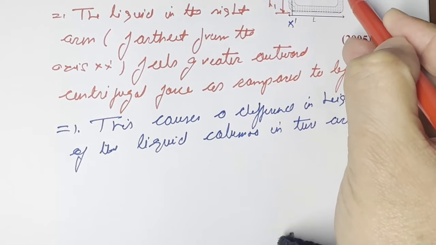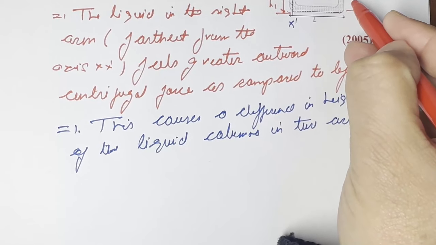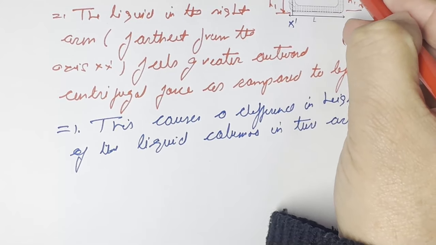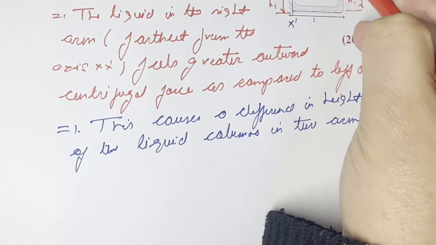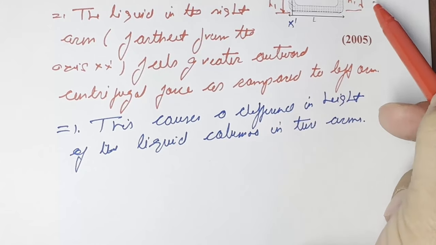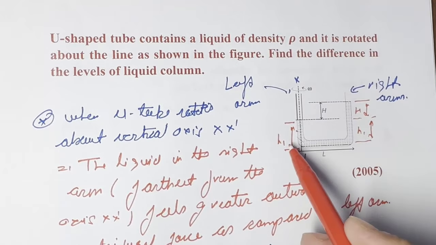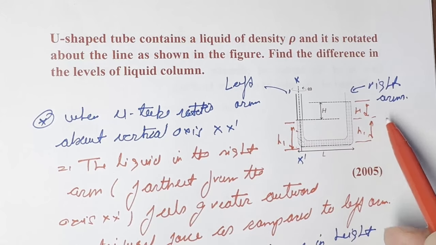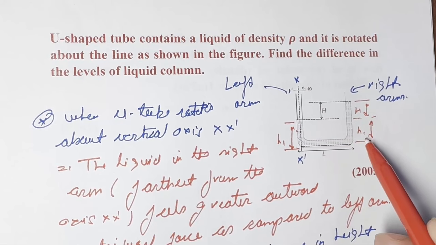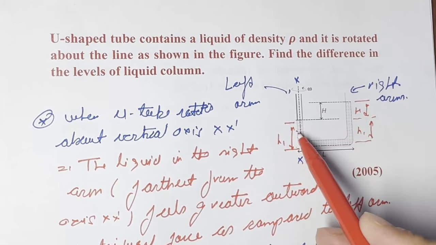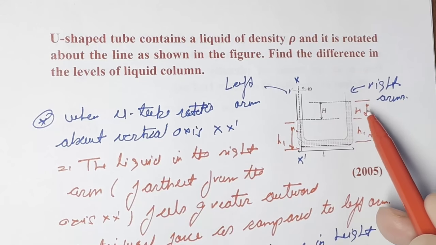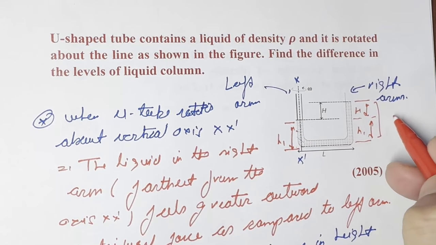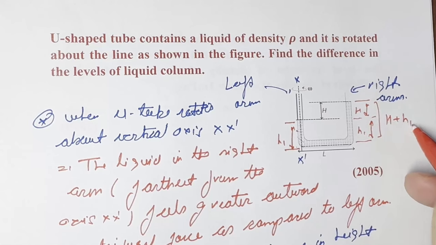So obviously, up to here the right arm is also going to have a liquid height of h1, which is almost the level of the left arm, and the additional height is given as capital H. So the total height of the right arm will be equal to H plus small h1.